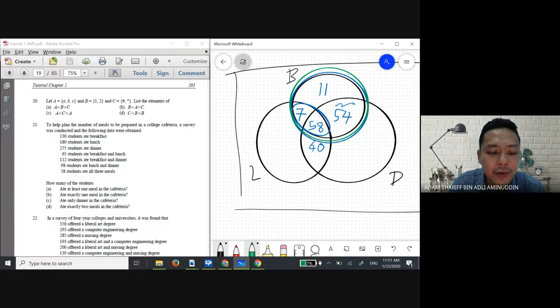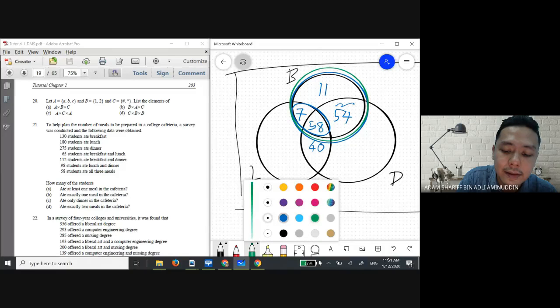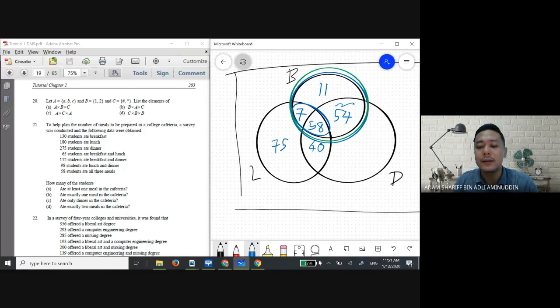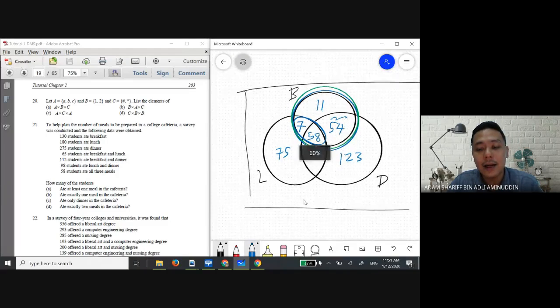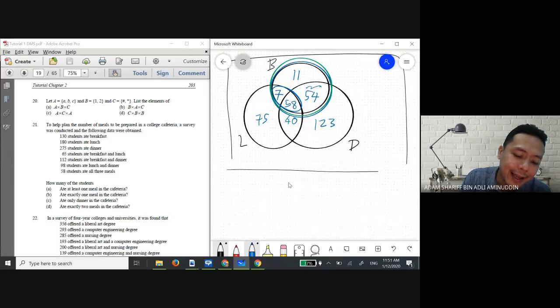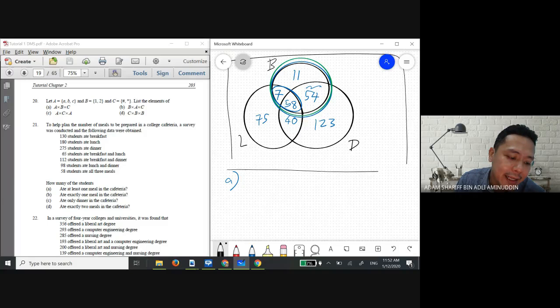Okay, proceed to lunch, 180 minus 7 minus 58 minus 40 is 75 here. It will be 123 here. Double check, 123 plus 54 plus 58 plus 40. Alright. Now, after finish everything, then I can answer each of the sub question very fast. How many students ate at least one meal?